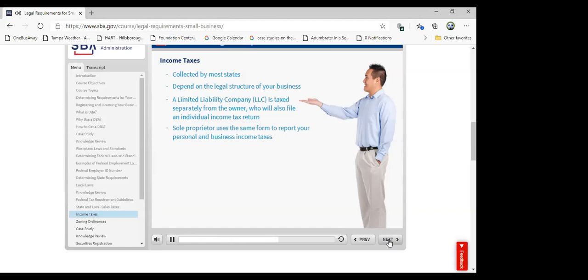If you are the sole proprietor for your business, you will use the same form to report your personal and business income taxes. You can find out specific business income tax information for your state by reading SBA's article, Determine Your State's Tax Obligations, on their website. So we're going to be looking at the state of Florida website related to income tax, as well as the city of Tampa and Hillsborough County, so we can look at the particulars related to income tax on the federal, state, and local level.